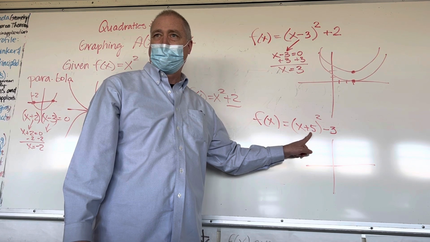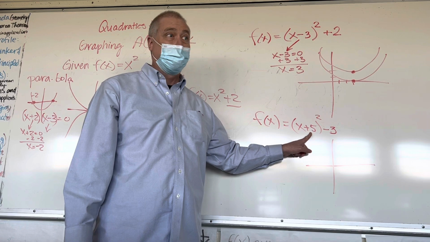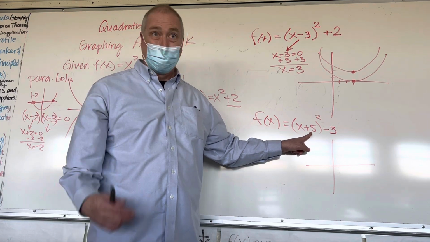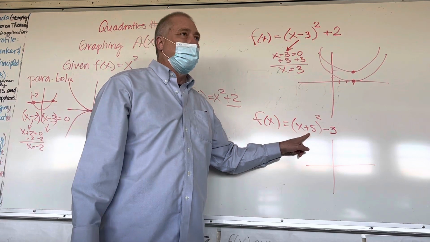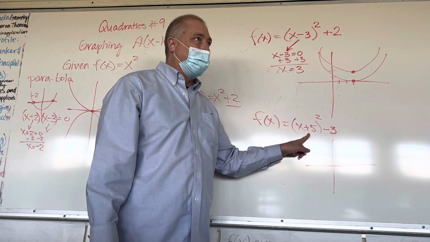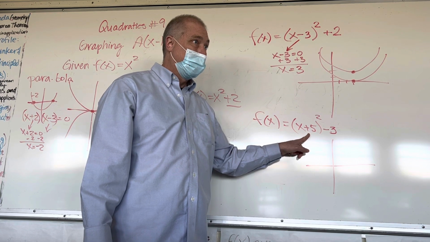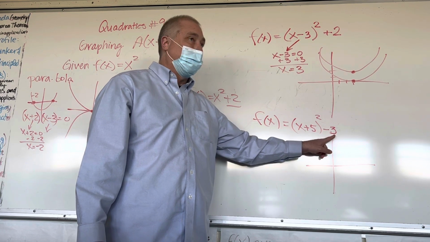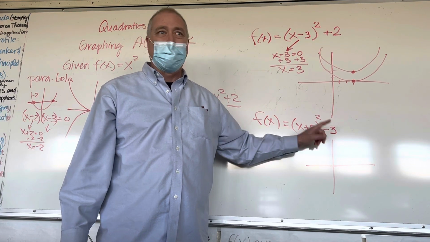Good. Be more specific. Say it to the left. How many? Yeah, do you agree? She said it's going to move the parabola to the left 5. Do you agree? What's this going to do to it? Move it down 3. Okay, now type it in.